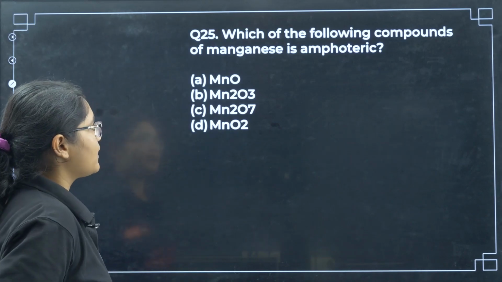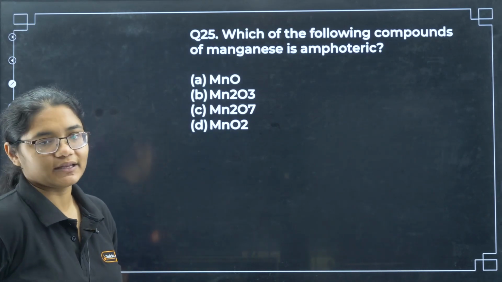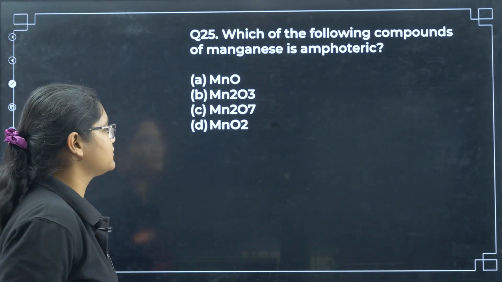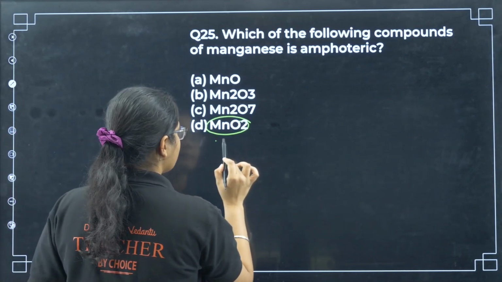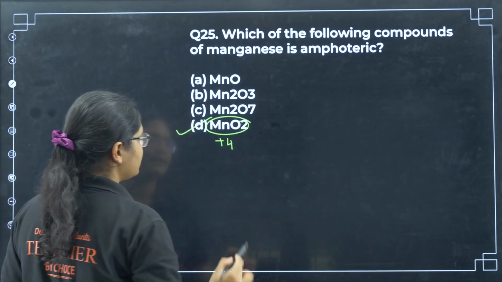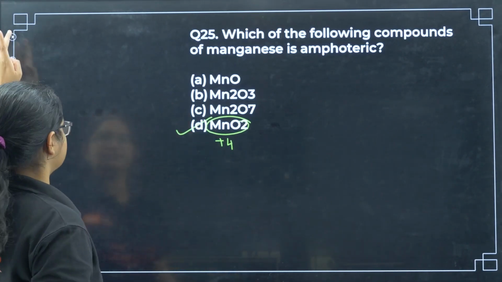Next, which of the following compounds of manganese is amphoteric in nature? So you should know the properties of the manganese. MnO2, where manganese has +4 oxidation state, that is amphoteric in nature.